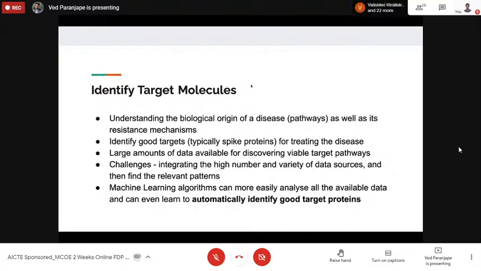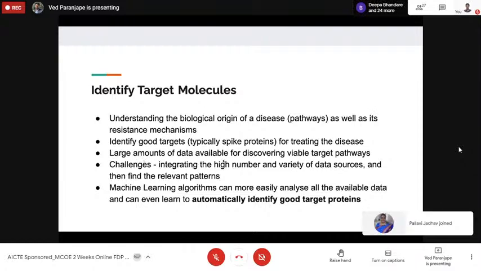So, identify target molecules. The first one is understanding the biological origin of a disease, its pathways as well as its resistance mechanisms. This deals with finding what exactly caused the disease, like the virus, and what is the structure of the virus. Identify good targets, typically spike proteins, for treating the disease. The spike proteins are modified in some way and then planted in the human body in the form of a vaccine. That's how vaccines are created.